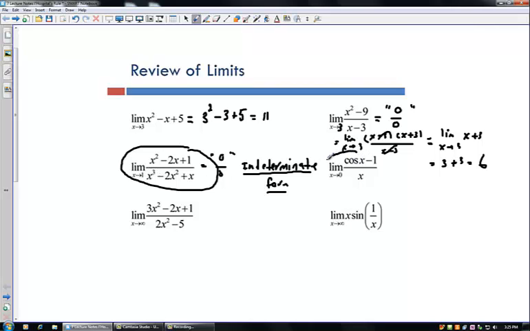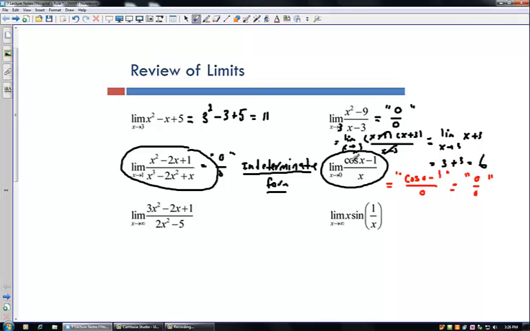But this one is a bit different. Now again, let's change colors here. You do plug in 0, and if you plug in 0, you're going to get cosine of 0 minus 1 divided by 0. Let's put quotes around this. And then you get 1 minus 1 on top, which is 0 divided by 0. And so that's also an indeterminate form. So you need to do something else here.